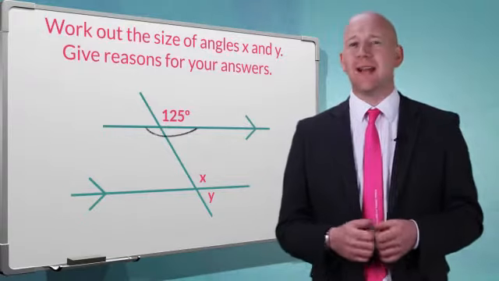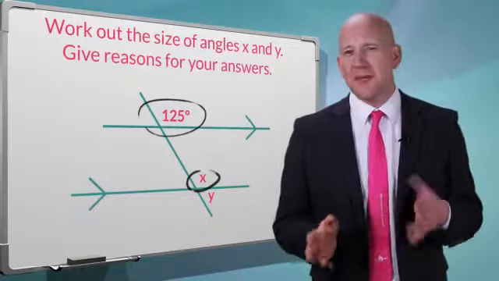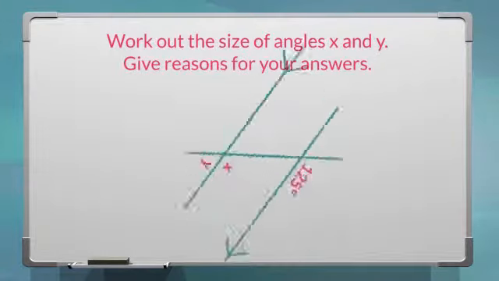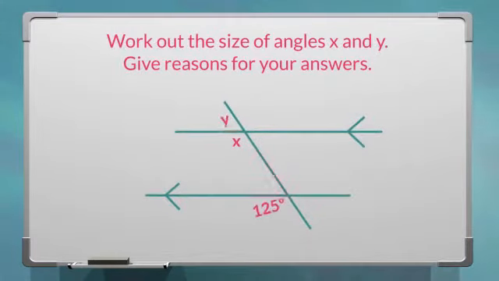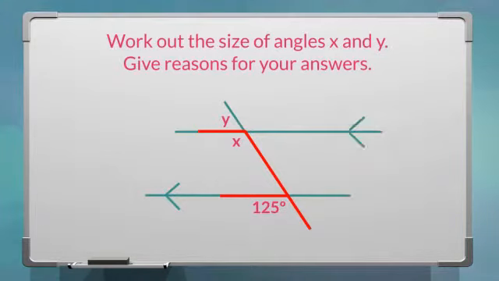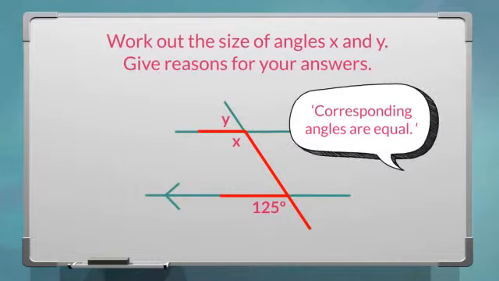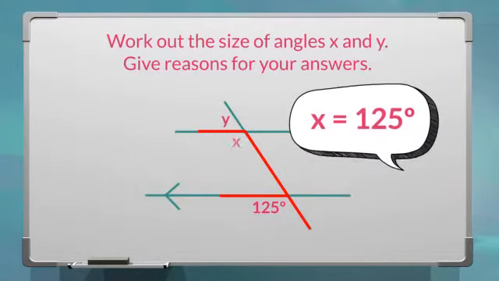Now how can I connect the 125 with the X? Not immediately obvious, is it? What if I turned it upside down? See here, I can draw a backwards F. What was the F angle thing called again? It was corresponding angles. Is that enough of a reason though? Nah. Two words don't make a sentence. We need to get the full sentence down. Corresponding angles are equal. So X equals 125 degrees.